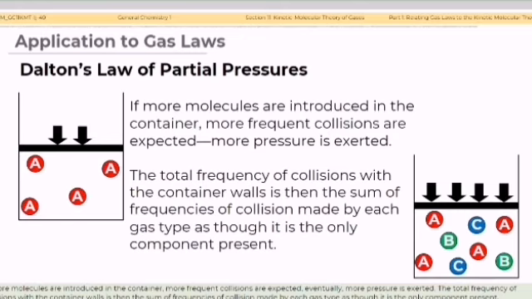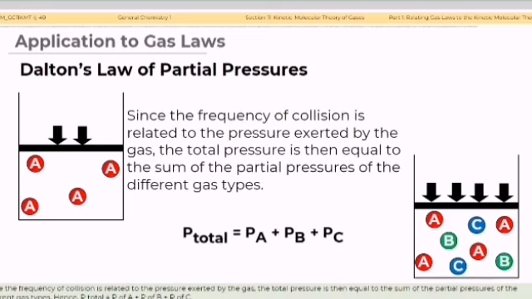The total frequency of the collision with the container walls is then the sum of the frequencies of collision made by each gas type, as though it is the only component present. Since the frequency of collision is related to the pressure exerted by the gas, the total pressure is equal to the sum of the partial pressures of the different gas types. Hence, the formula is P total is equal to P of A plus P of B plus P of C.